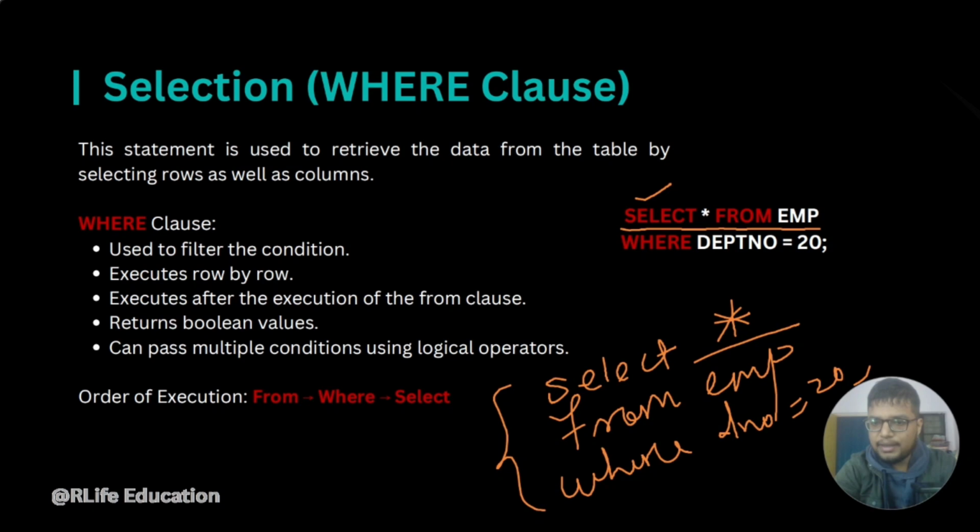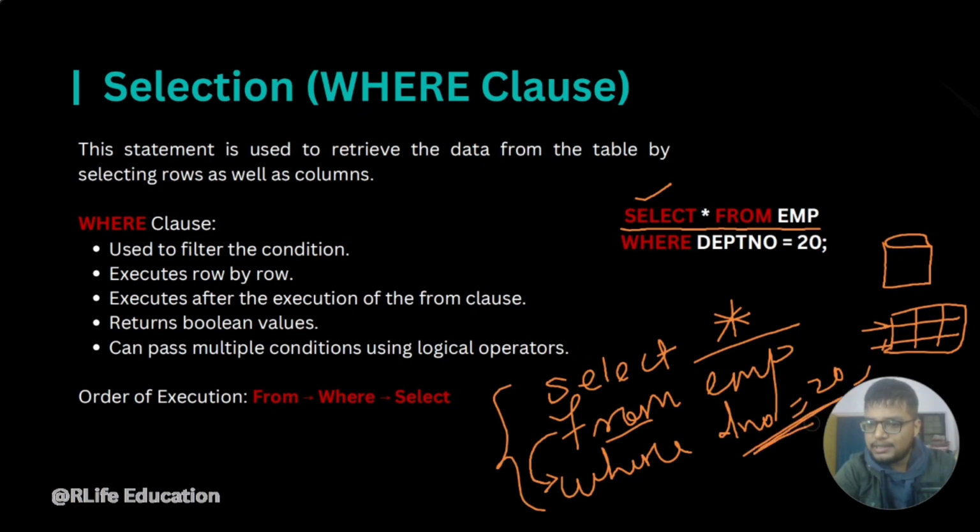This is going to work as follows. First, the from clause goes to the database and searches for the employee table, and if it finds the table, it puts it under execution. After that, the where clause verifies row by row whether the condition is satisfied or not: whether the employee in this row belongs to department 20. If it is true, it returns true; if it is false, it returns false. This means the return type of the where clause is Boolean. Whatever satisfies the condition, the where clause filters.